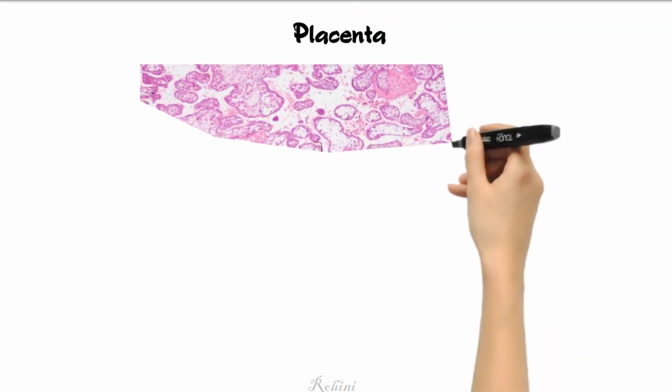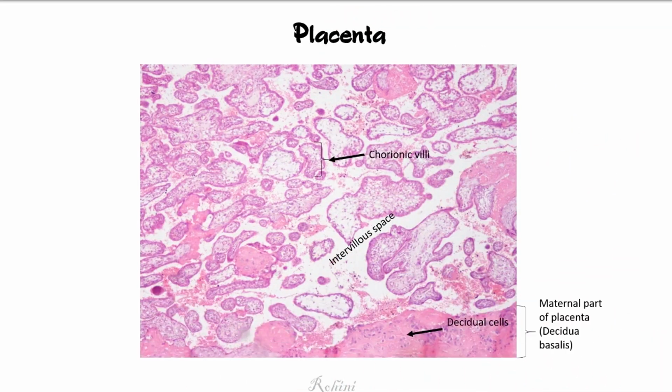Placenta is identified by the presence of floating or chorionic villi and the intervillous space filled with maternal blood. The chorionic villi are characterized by the presence of syncytiotrophoblast, few cytotrophoblast cells, fetal blood vessels and the Hofbauer cells. The maternal side of the placenta can be identified by the presence of large decidual cells.